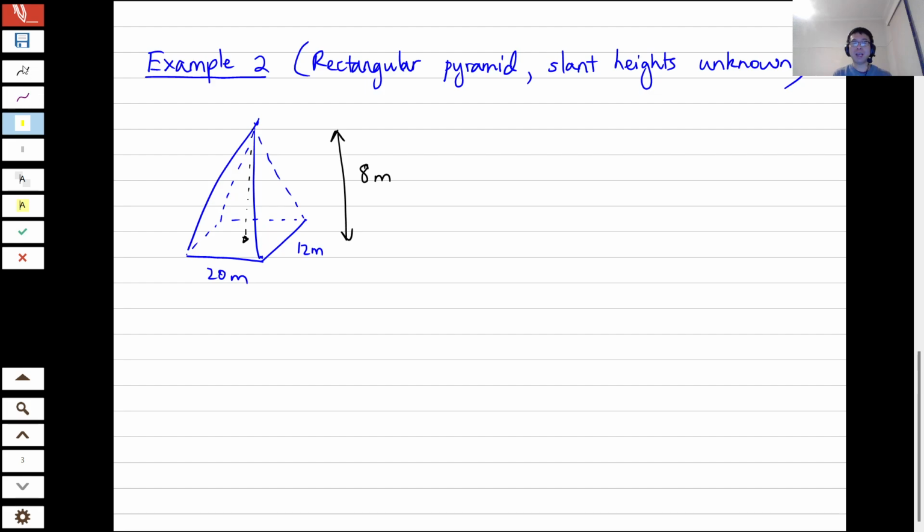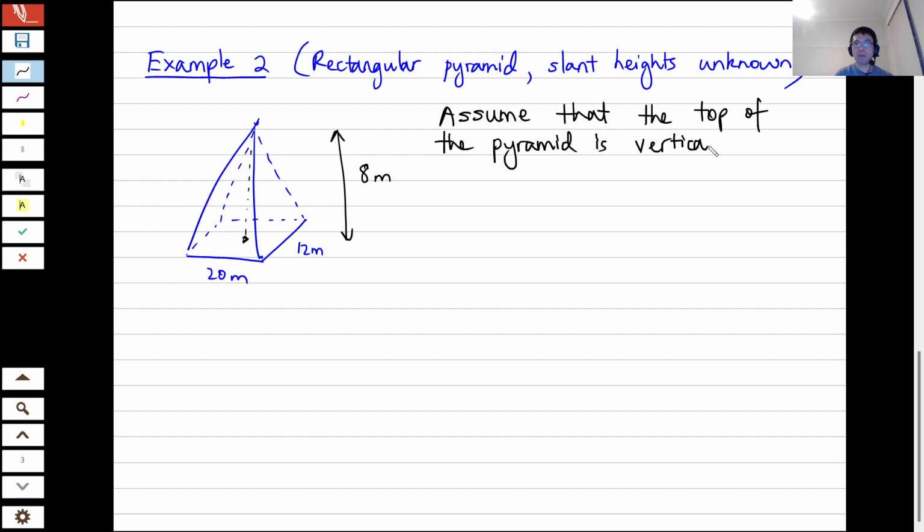Okay, so here is another rectangular pyramid. And we have to assume in this question that the top of the pyramid is vertically above the center of the base. This isn't stated explicitly in the textbook, but you've got to make this assumption, otherwise it's not exactly clear how you would go about doing the questions.